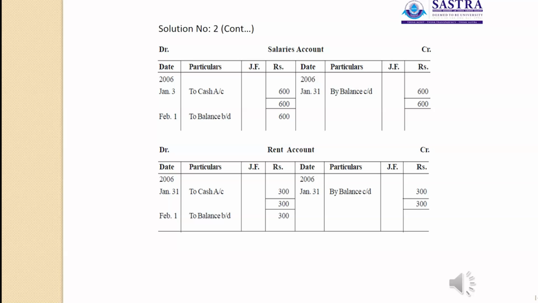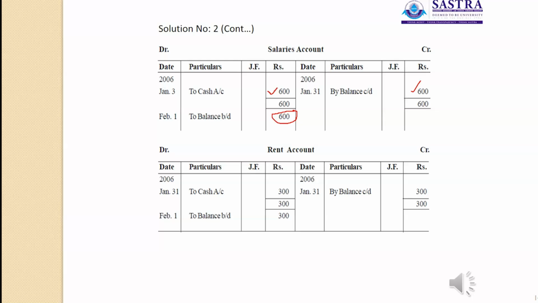The next account is salaries account. Salaries account, to cash account January 3rd, rupees 600. 31st January, by balance carried on rupees 600. Then this amount is transferred to the next month, February 1, rupees 600.